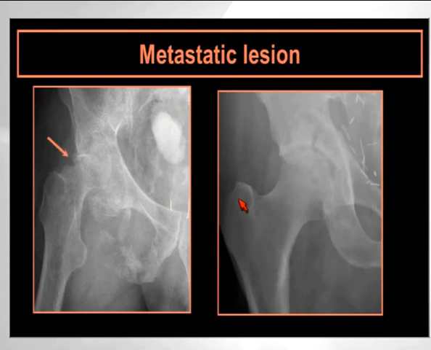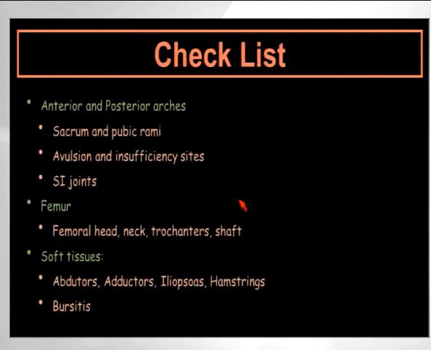This is subluxation because of metastatic disease, and there is a complete destruction of the superior pubic ramus. And then we have a sclerotic acetabular lesion due to prostate cancer with pathological fracture. So here's my checklist. Look for anterior and posterior arches, regardless of whether you're reading X-ray, CT, or MRI, because you just saw all the examples.